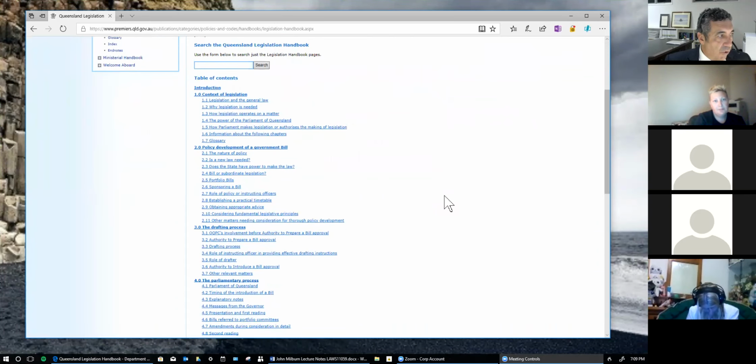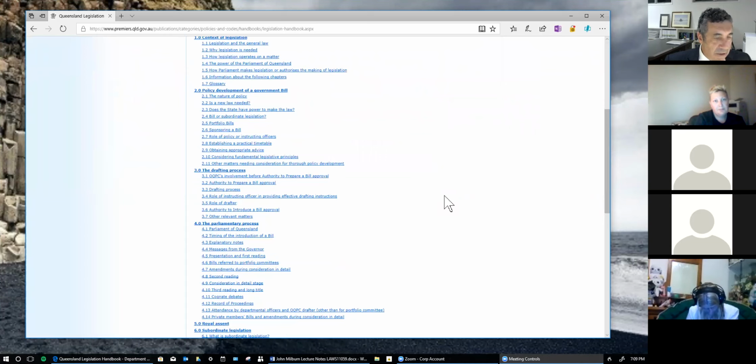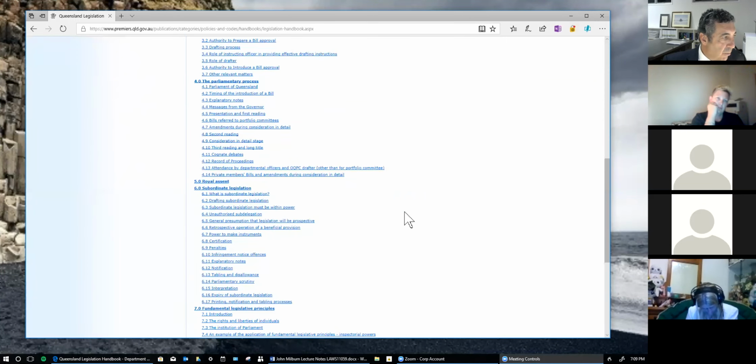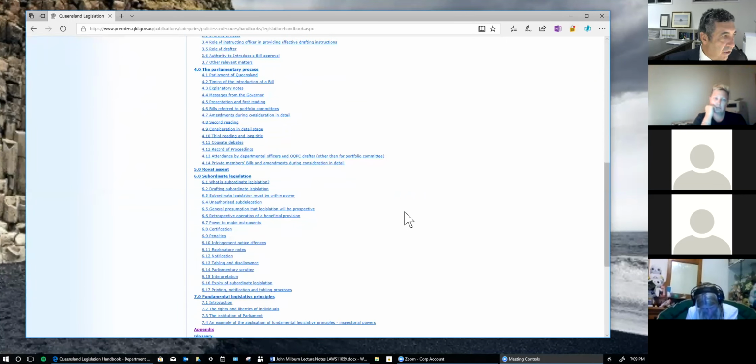Now, the reason that I'm drawing this to your attention is that you'll see some material that will be familiar to you from your reading. So, for example, if you look at 6.5 and 6.6, which is under the heading of subordinate legislation, it specifically deals with some issues that relate to the common law. So 6.5, general presumption that legislation will be prospective, and 6.6, dealing with retrospective operation of beneficial provisions.